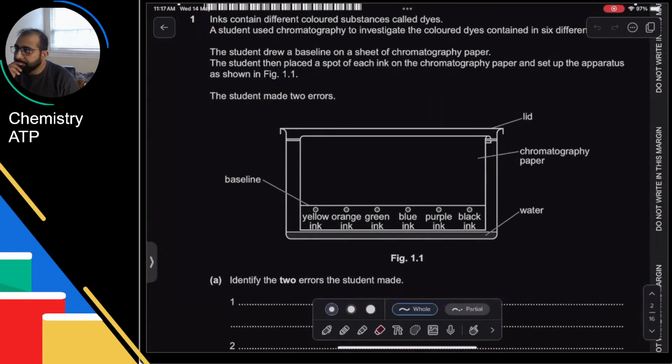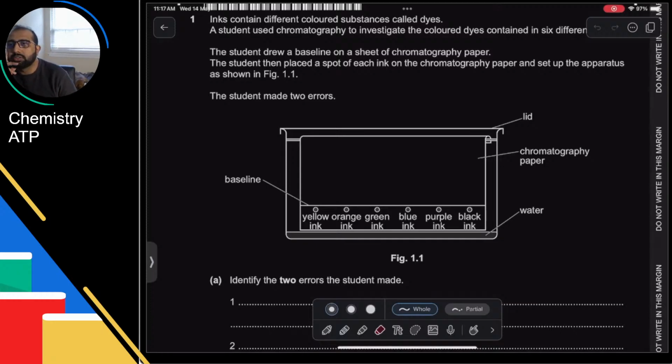Ink contains different colored substances called dyes. Now the thing about dyes is that they are usually soluble in water, which means that once they dissolve, the solution that you see is still see-through. You can see it's not entirely opaque.